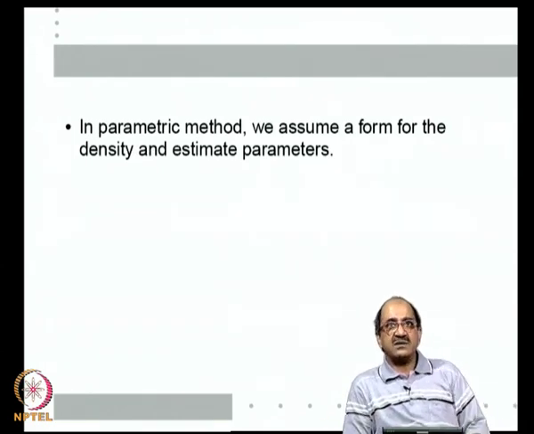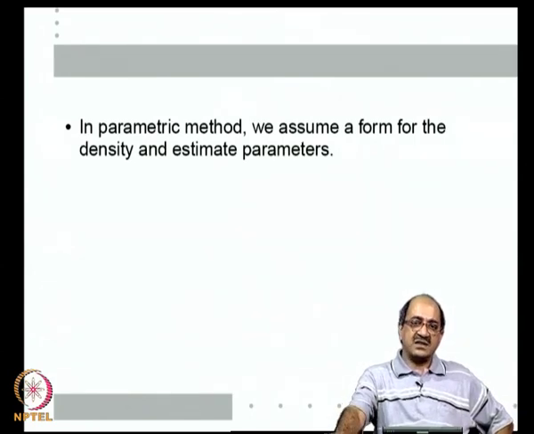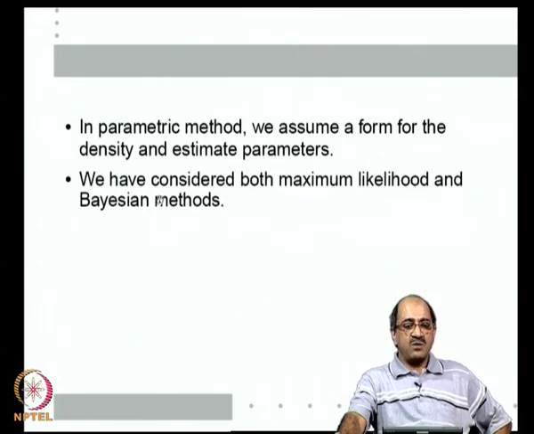In the parametric method we assume a form for the density and estimate the parameter, that is we assume the density to be, let us say, Gaussian, but we do not know the mean and covariance matrix, or we assume the density to be, in the discrete case, a geometric, but we do not know the parameter p and so on. Then given the IID samples you estimate the parameters. We looked at two methods of parametric estimation, maximum likelihood and Bayesian methods, right.